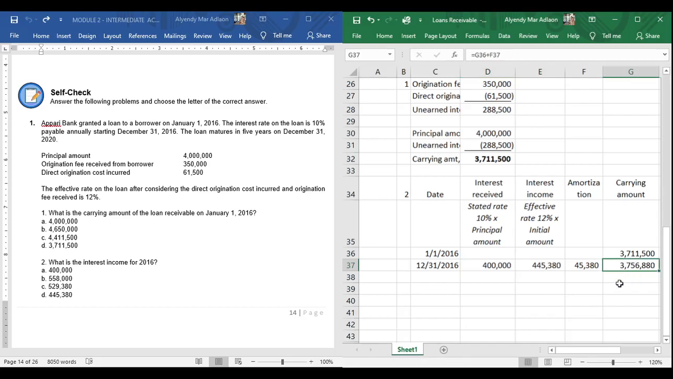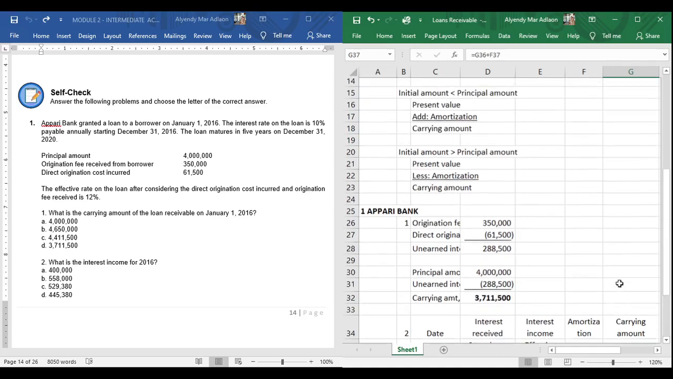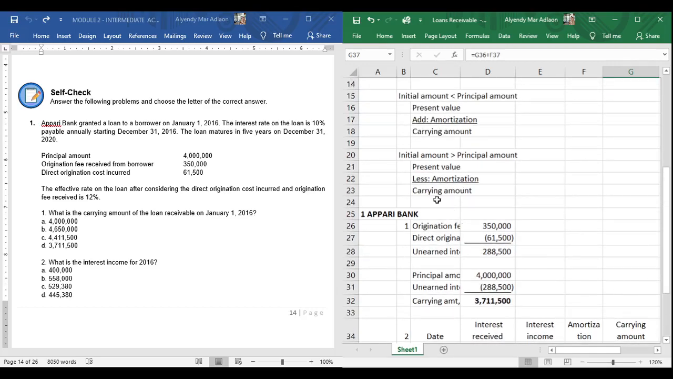Okay. So class, we might get confused about the rule: if the initial or the principal amount is bigger or smaller, do we add or minus? So here is my tip.